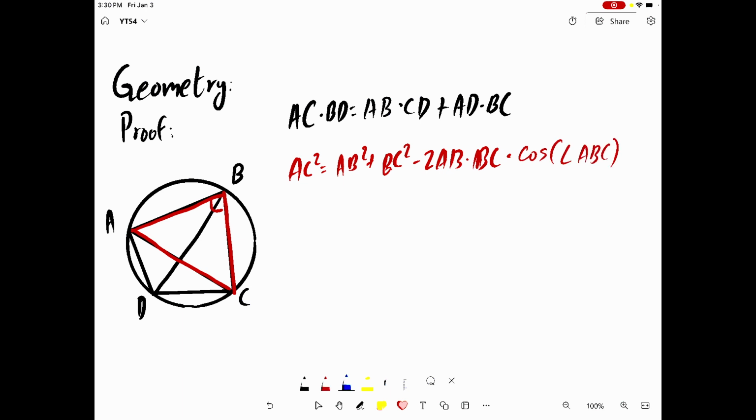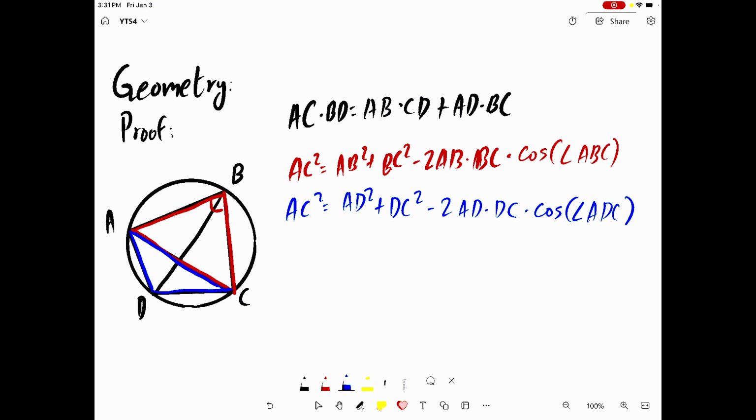Now we're going to do the same law of cosines, except this is going to be for triangle ADC instead of triangle ABC. So AC squared is equal to AD squared plus DC squared minus twice AD times DC times the cosine of angle ADC. So what we have here is two equations that equal AC squared.